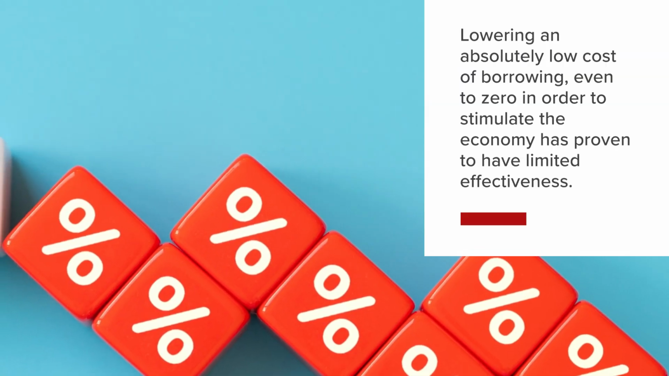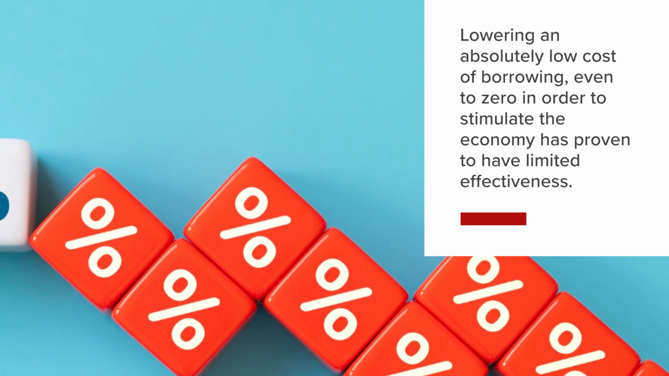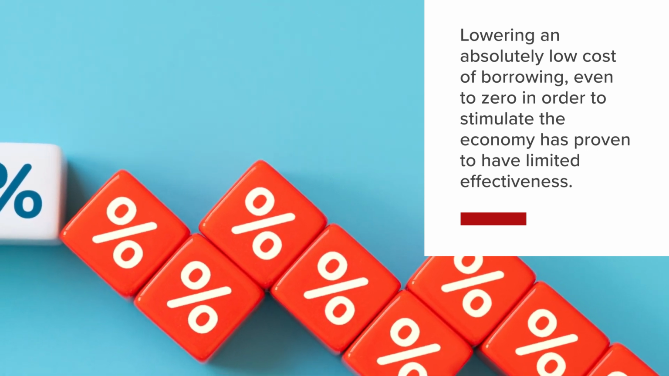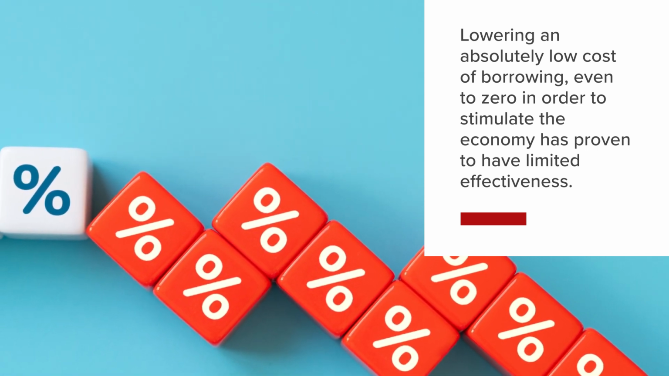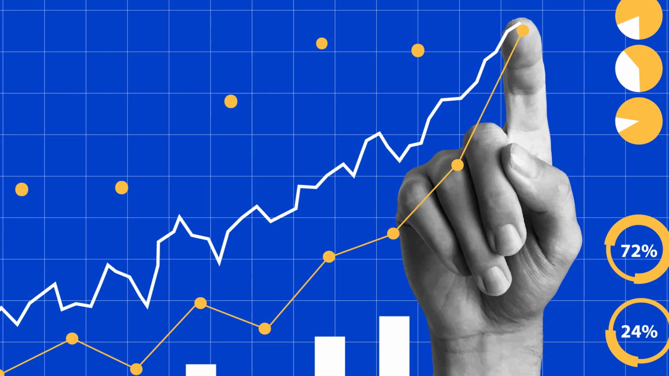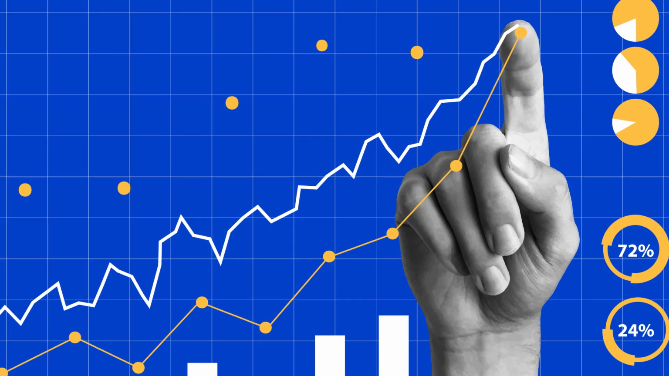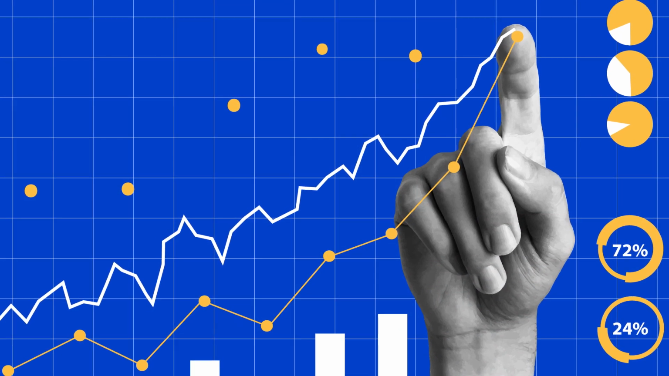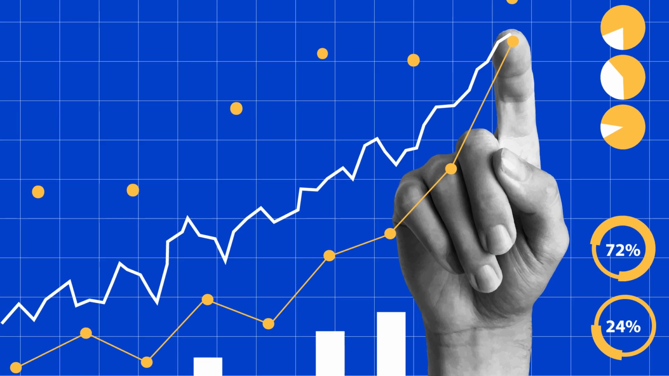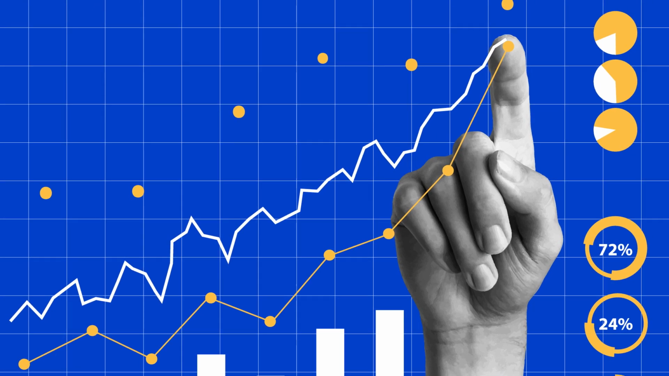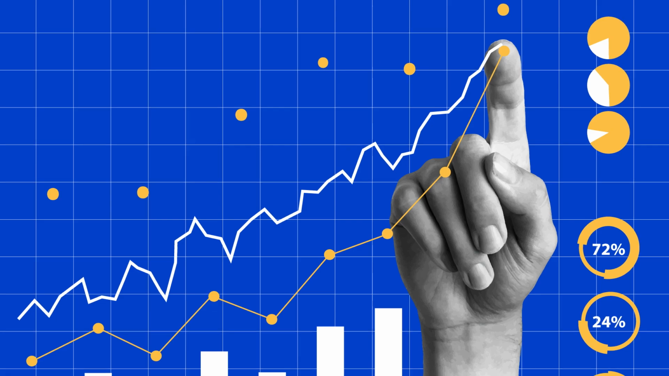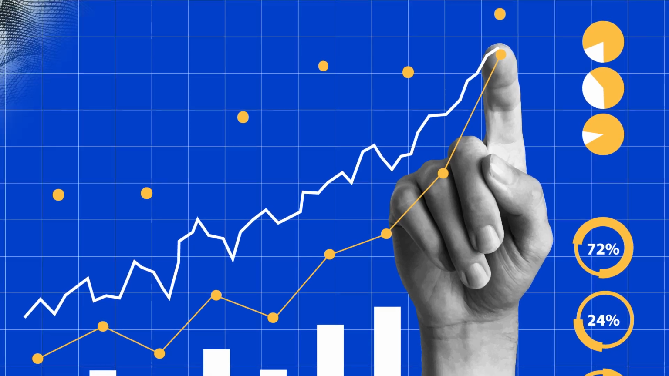Lowering an absolutely low cost of borrowing, even to zero, in order to stimulate the economy has proven to have limited effectiveness. On the other hand, raising the cost of borrowing when the absolute rate of interest is already high might serve to increase demand for the currency, causing demand from other countries to fall sharply.